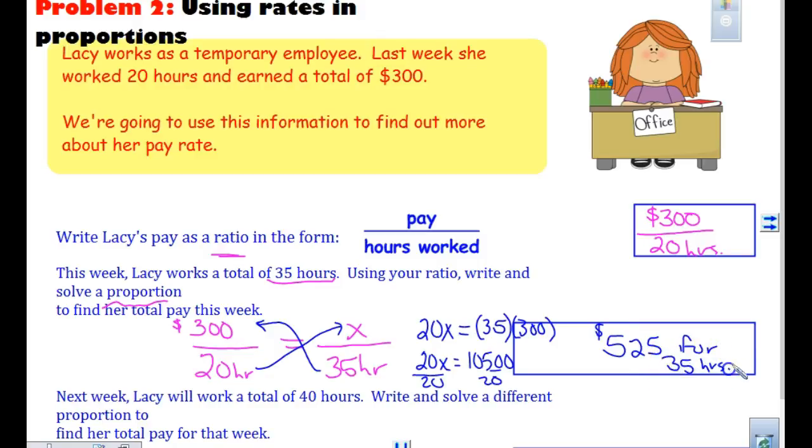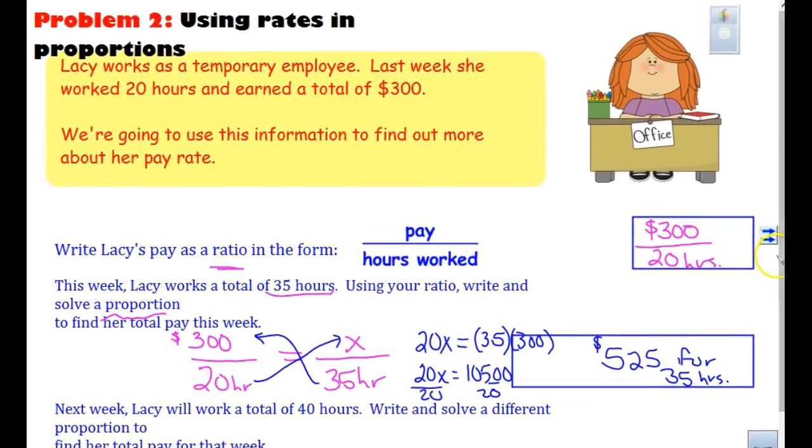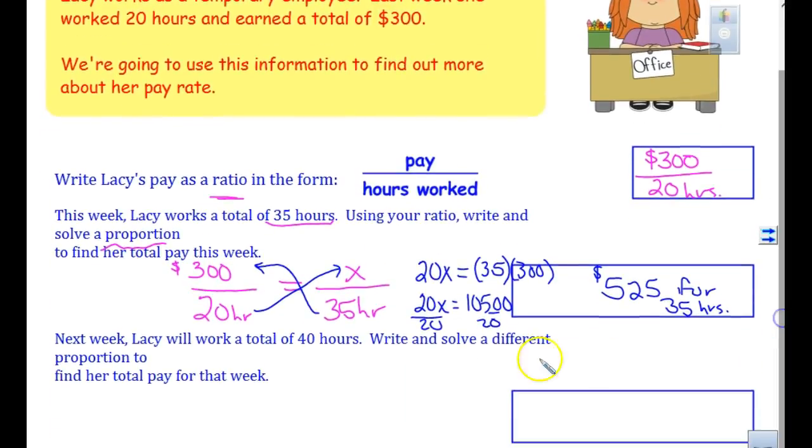Wait, I have an easier step. Okay, that's good. We're not going to look at that right now because we're going to do it a different way soon, okay? So it says next week she earns a total of $40. So if now we have 40 hours that we're working, we want to set up a different proportion. Now, we're going to use the same one to start. We're going to go with 300 over 20. This is my hours. Put in your labels, just like in science.